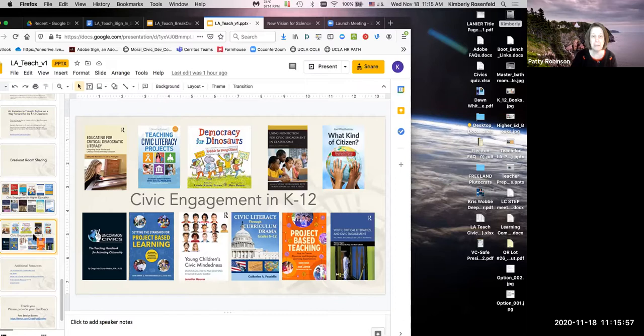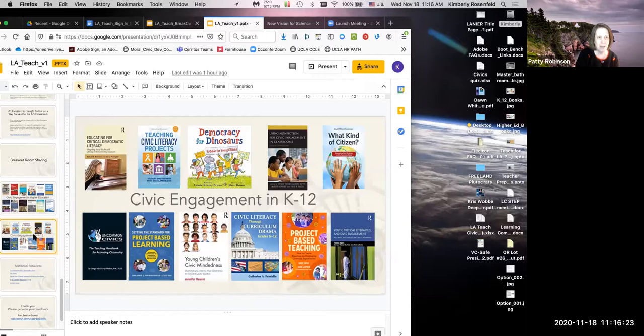And so project-based learning, and there are a whole slew of books out there, but that's just one in a series that I highly recommend. The blue cover, I'm sorry, the second row and the second one over, project-based learning, the blue cover, that's actually part of this whole series coming out of the Buck Institute. Again, really good publications. You can see some of the other ones on that first row, Teaching Civic Literacy Projects.